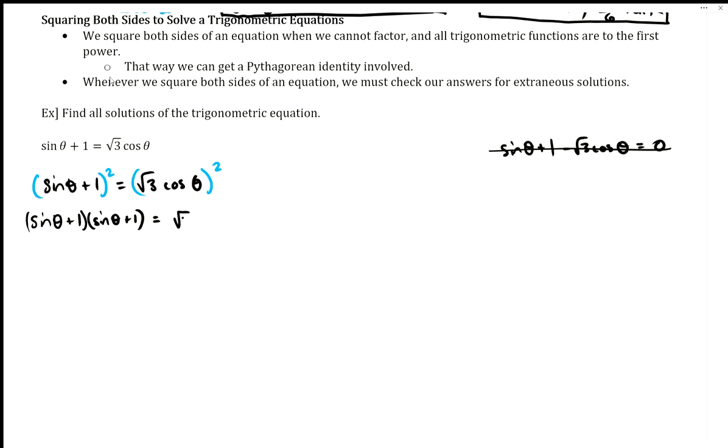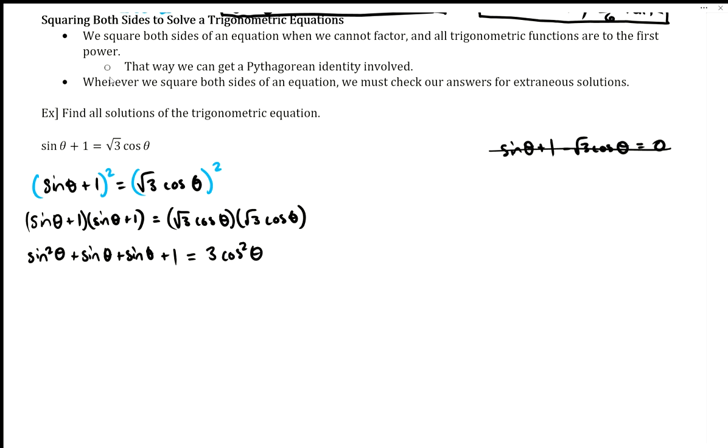Anytime you have a square, you can always expand to see it the long way, like that. All right, so let's multiply these things out. The left side FOILs. Sine of theta times sine of theta is sine squared of theta. Sine of theta times 1 is sine of theta. 1 times sine of theta is also sine of theta. 1 times 1 is 1. And then equals square root of 3 times square root of 3 is 3, and cosine of theta times cosine of theta is cosine squared theta.